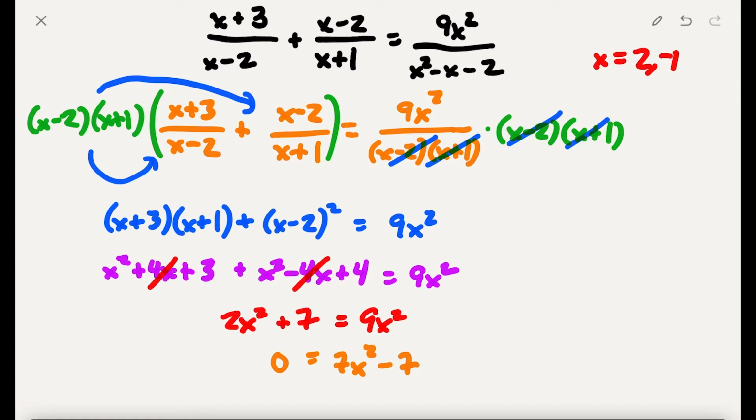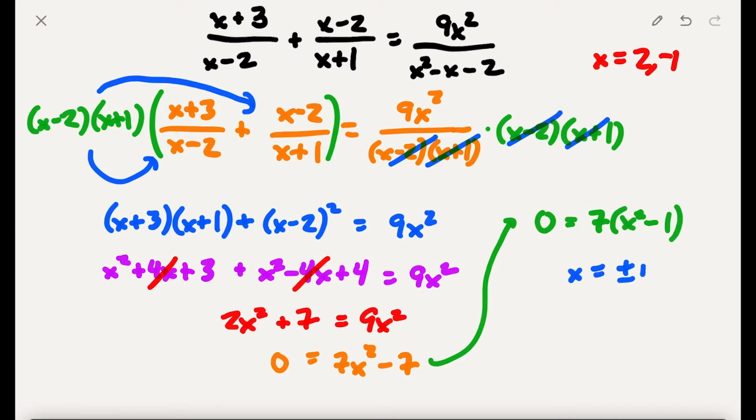Okay, so we're going to factor out a 7 over here. So you're going to have 7 times (x squared - 1), and then you're going to have two answers here of positive 1 and -1 because of solving for this factor right here. Okay, but if you notice, -1 is actually one of the excluded values here, so your final answer can only be equal to +1. So x equals +1 is your answer for this one.